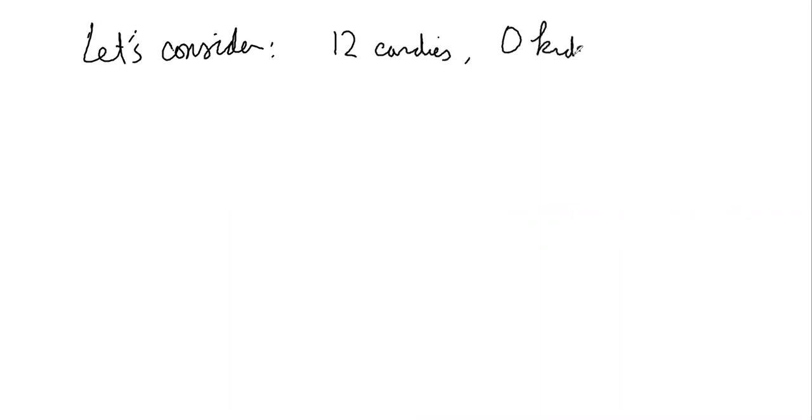So let's consider a really easy example, okay? 12 candies, 0 kids. If we had 12 candies and 0 kids, how many ways are there to do it? 1, correct. Okay, let's just move on. How about if you had 1 kid? 1, I guess, correct. Again, you can only give all your candies to 1 kid. Okay, cool.